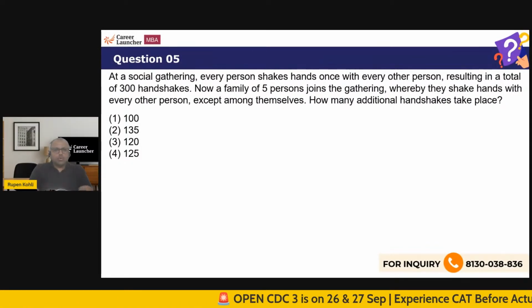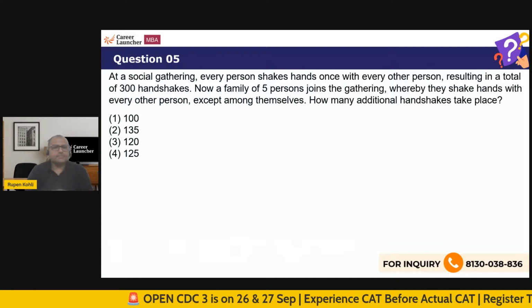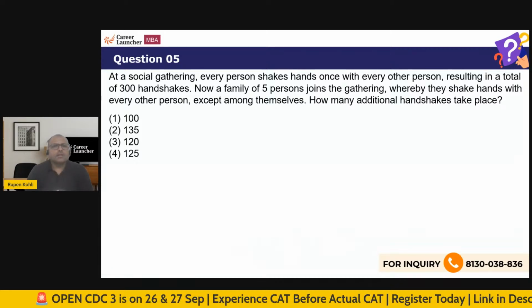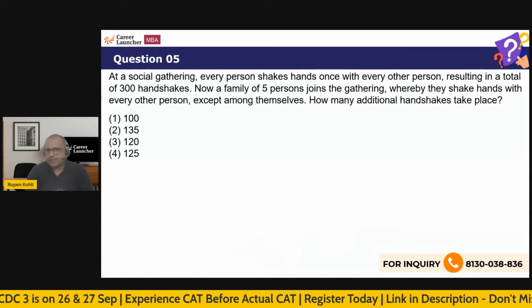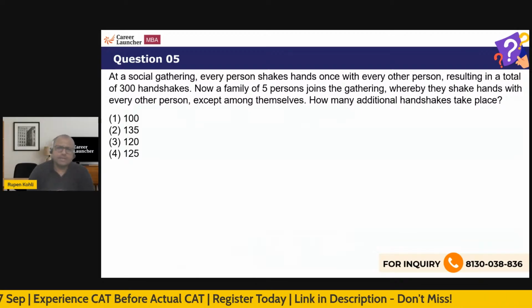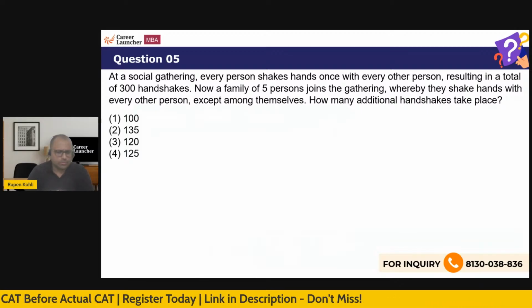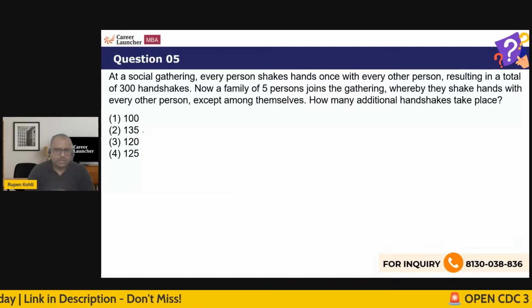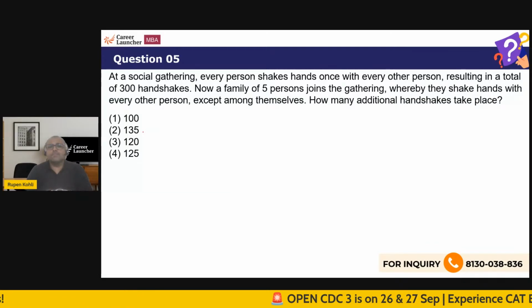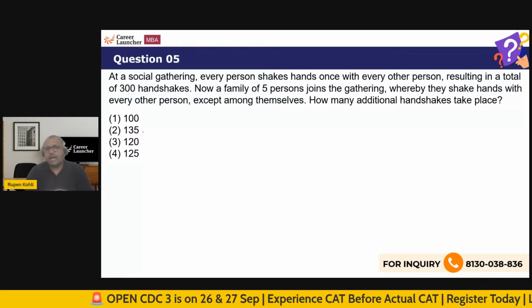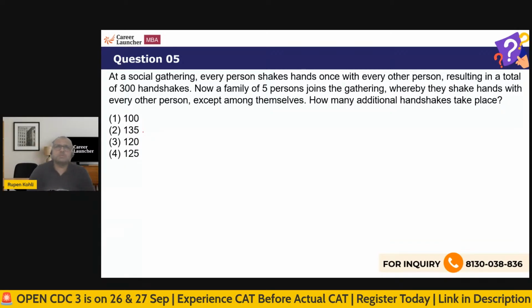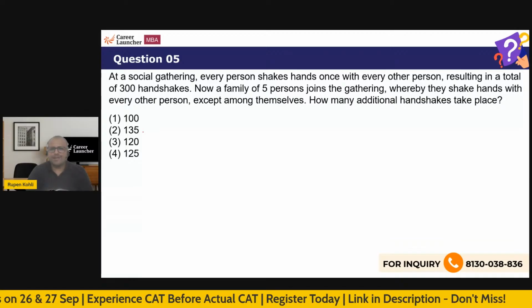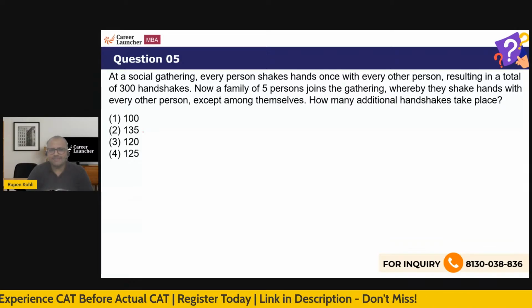Okay, here we go. At a social gathering, every person shakes hands once with every other person, resulting in a total of 300 handshakes. Now, a family of 5 persons joins the gathering, whereby they shake hands with every other person except among themselves. Why would a family exchange handshakes among themselves?